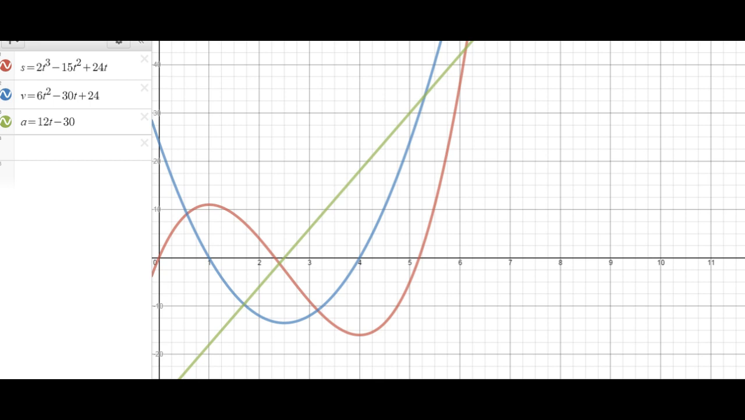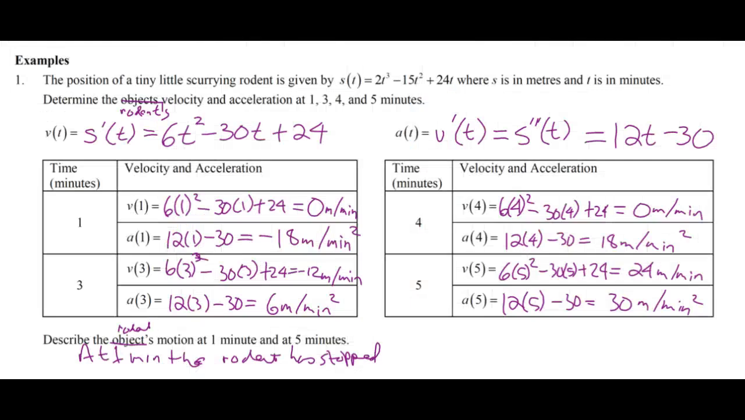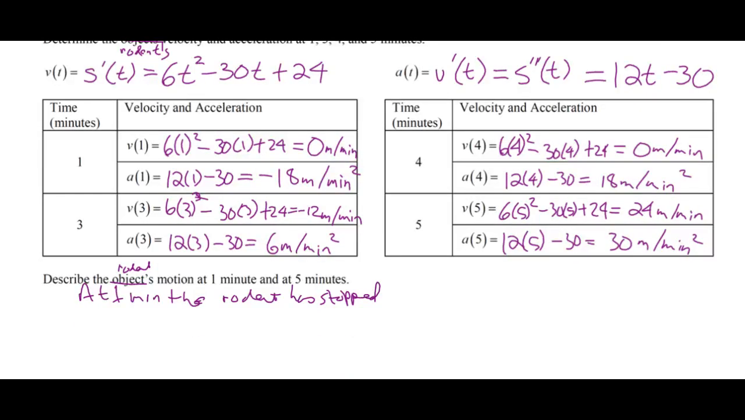Acceleration at 1 minute, what's it doing? Well, it's negative 18. We worked it out, right? Negative 18 meters per minute squared. So its acceleration is indicating it's going to be moving back. The rodent has stopped, and that's its acceleration, negative 18, right? So it has been moving, it's stopping, has stopped, and the acceleration is negative 18 meters per minute squared, so that's the rate at which it's stopping.